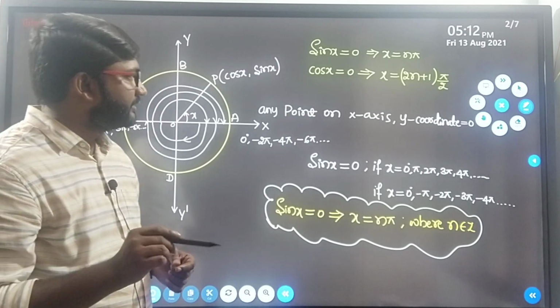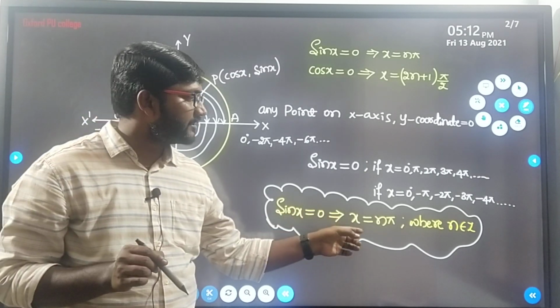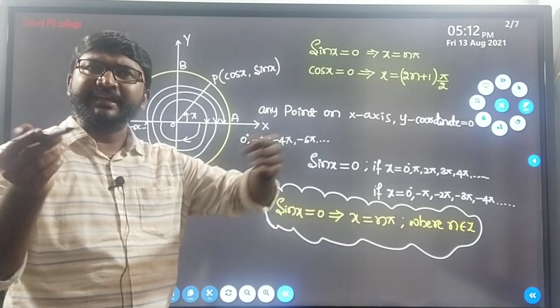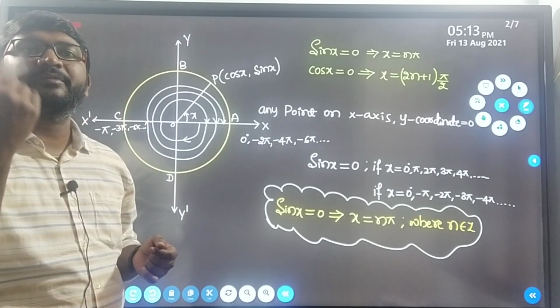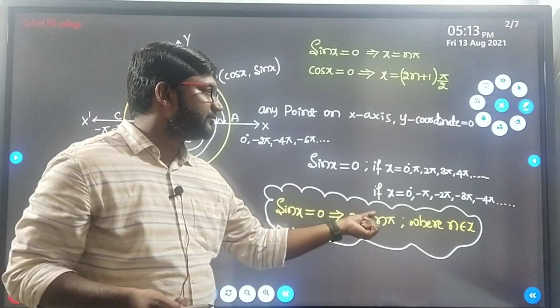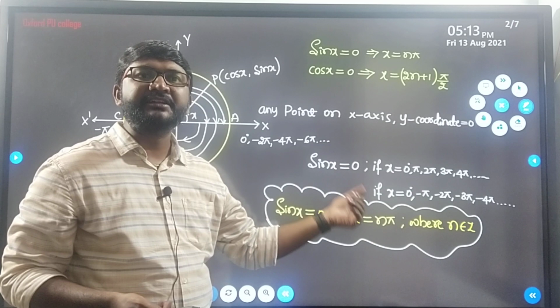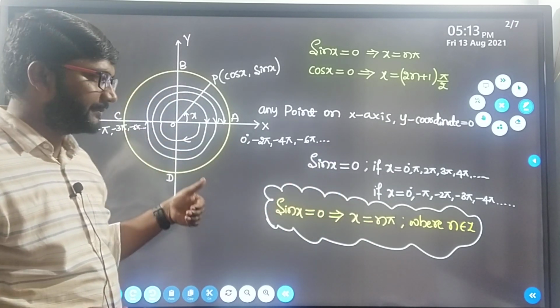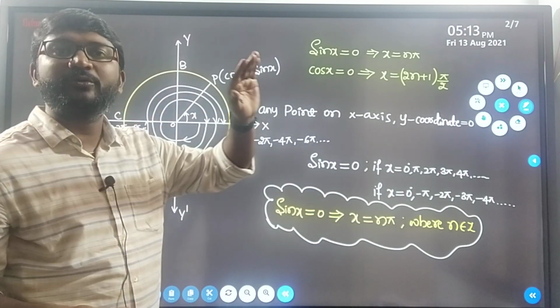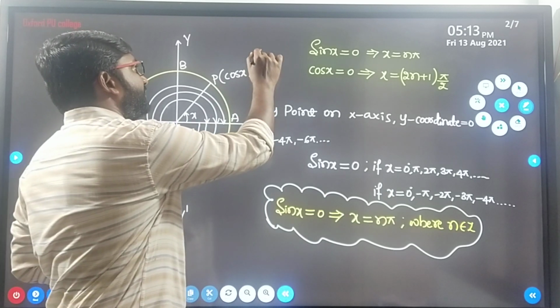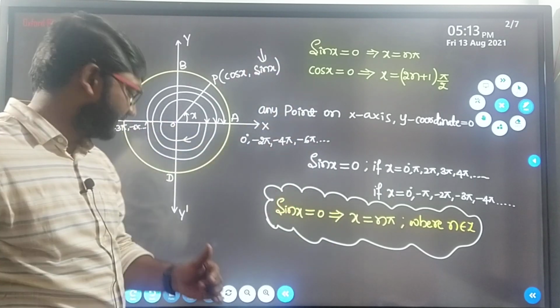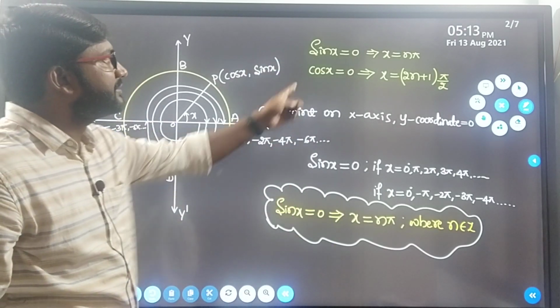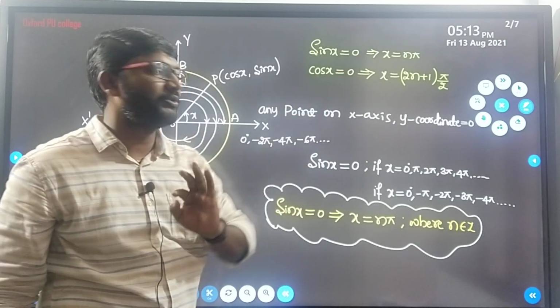sin x equal to 0 implies x equals n pi. So sin value will be 0 whenever we have n pi. That means 1 pi, 2 pi, 3 pi or minus 1 pi, minus 2 pi, minus 3 pi. On the x-axis, y coordinate will be 0. The y coordinate is nothing but the sin x. So this is how we have got sin x equal to 0 implies x equal to n pi.